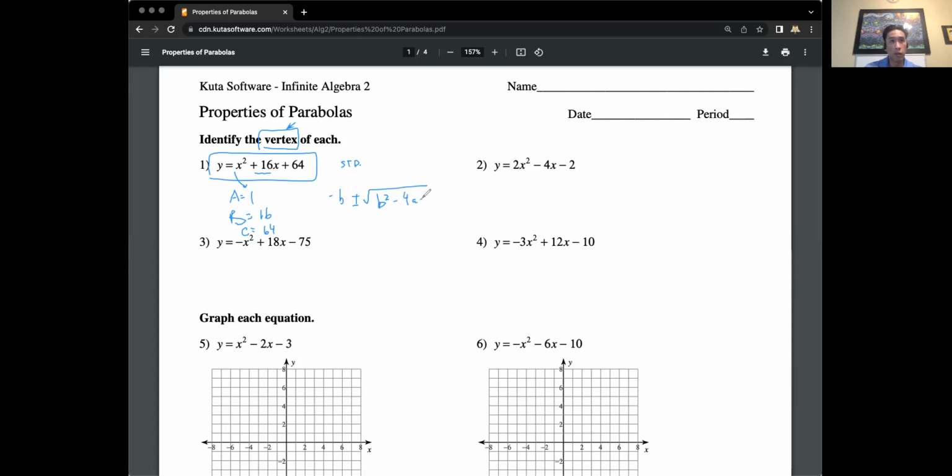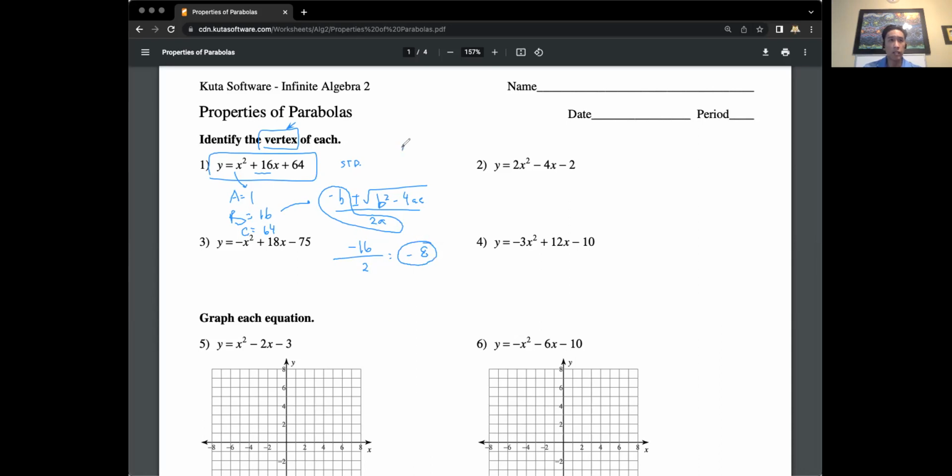Keep in mind, I had a mistake on my PowerPoint earlier. I'll go change that after this. What we're doing here for the vertex is actually lying on this. So we'll take the negative b, so that's going to be a negative 16 over 2a, so 2 times 1 is a 2. So our vertex lies at negative 8.